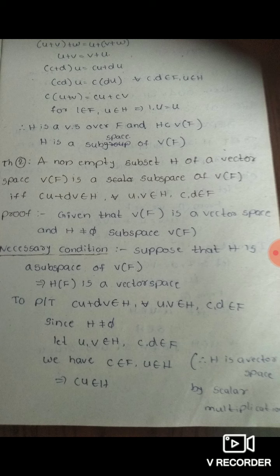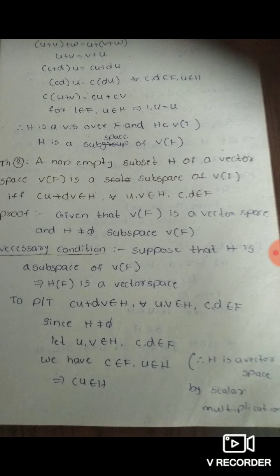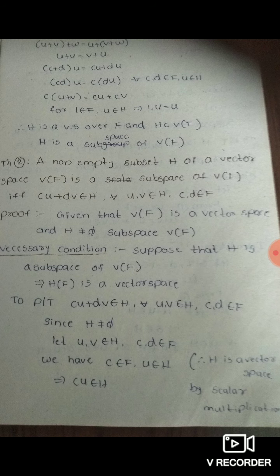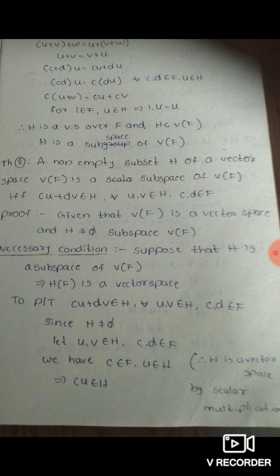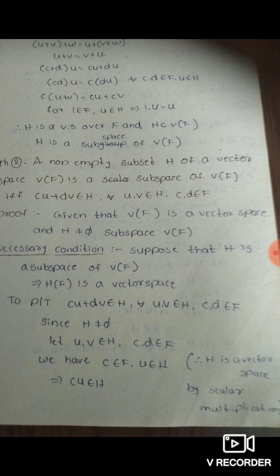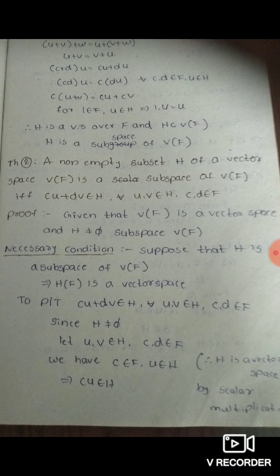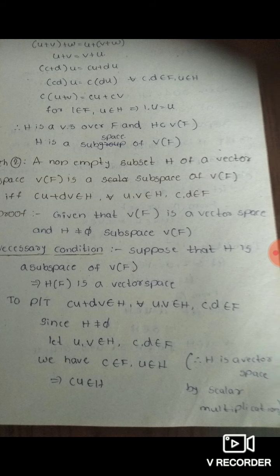First, what we take: given that V of F is a vector space and H is a subspace of V of F. What is a subspace? If V of F satisfies all the conditions, then H is said to be a subspace. All conditions of vector space properties are satisfied, then H is said to be a subspace. Given that V of F is a vector space and H not equals to empty, H is a non-empty subspace of V of F.